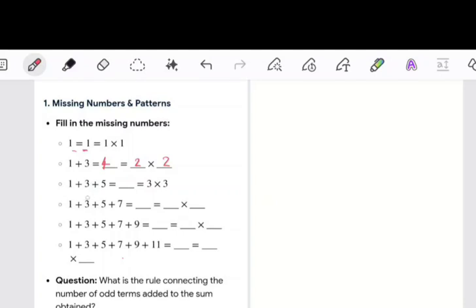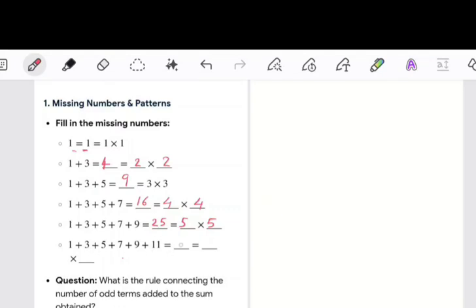Then the next one, 1 plus 3 plus 5. 1 plus 3 plus 5 is 9. So 9 can also be written as 3 into 3. Then 1 plus 3 plus 5 plus 7. The sum of all these numbers is 16. So we can write 16 as 4 into 4. Similarly, 1 plus 3 plus 5 plus 7 plus 9. The answer is 25. So 25 is 5 into 5. So square number 5 into 5, 25.